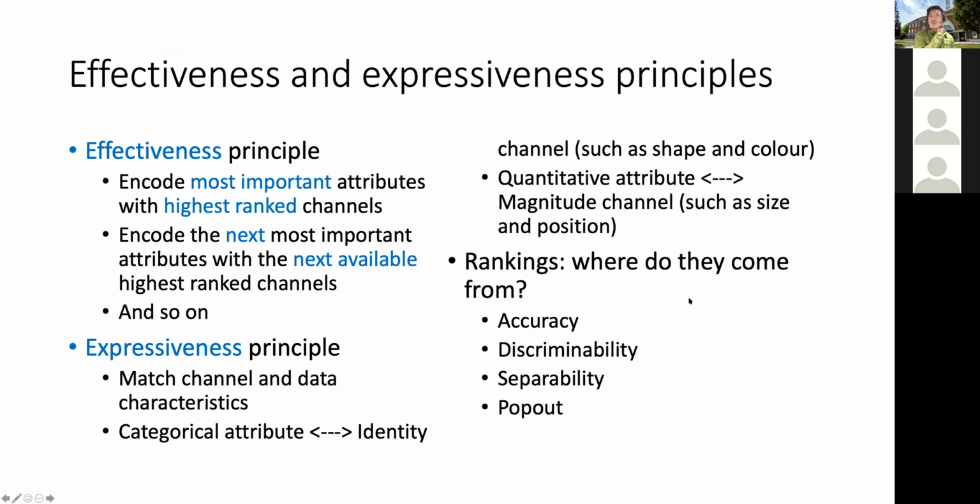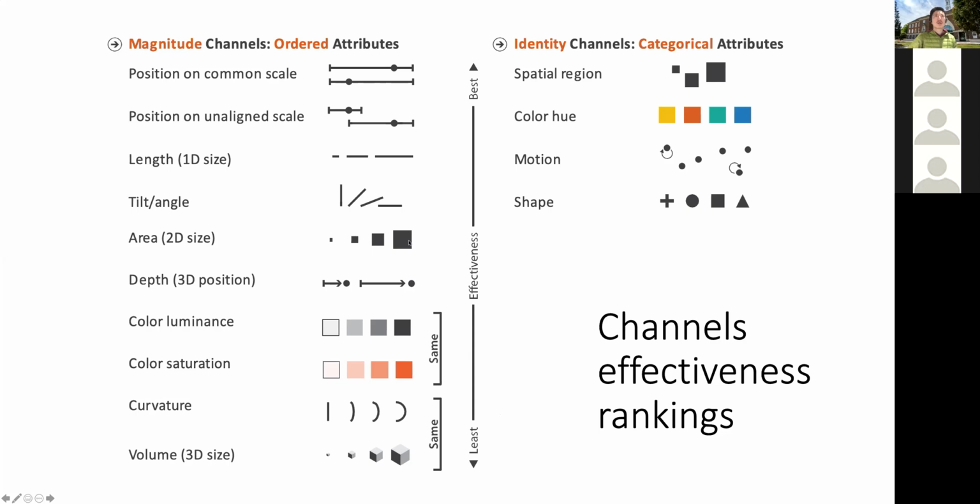Okay. And then we're going to talk a little bit about how do you know which one is good? So I told you, say, these ones are good for numbers and this one is good for types. And this is the best one for numbers, and this is the least good, or the worst one, for numbers. But where did that come from?